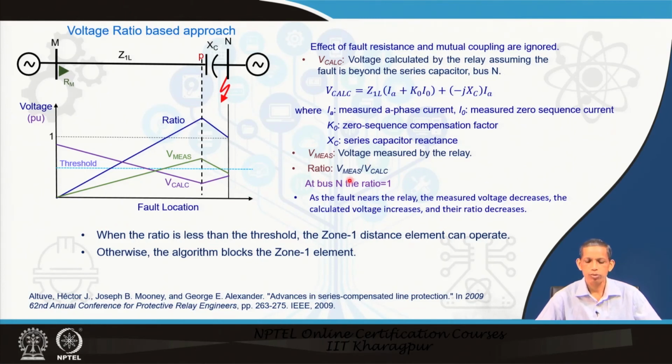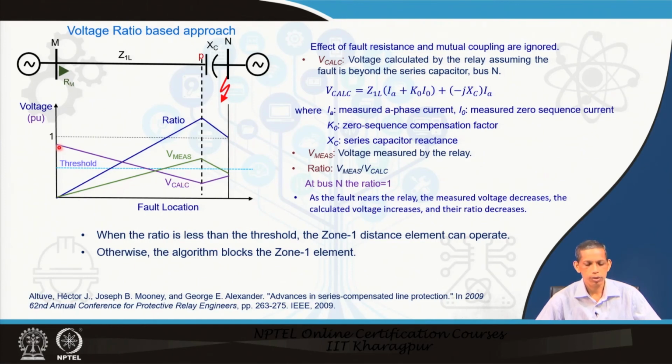Now, you will have this ratio, V measured upon V calculated, which we have calculated here. Along the line, we consider changing the corresponding fault distance from bus M towards bus N, and we consider the two quantities, the V measured and the corresponding V calculated.